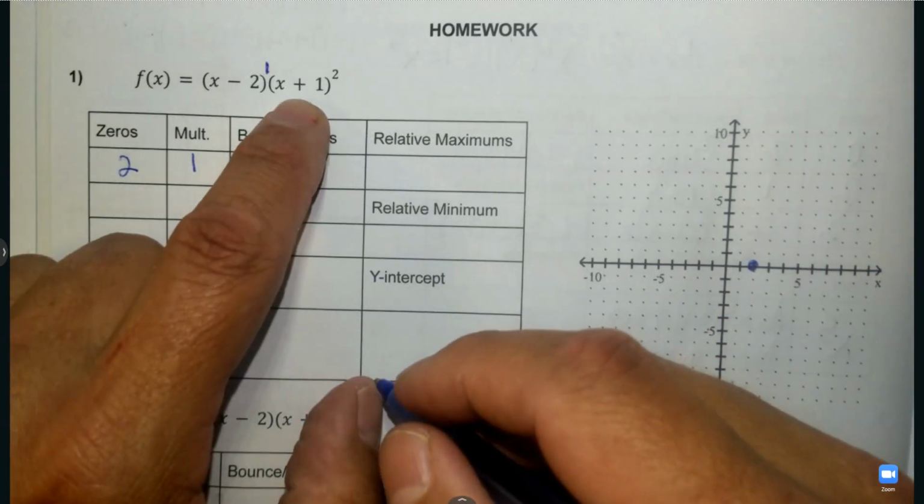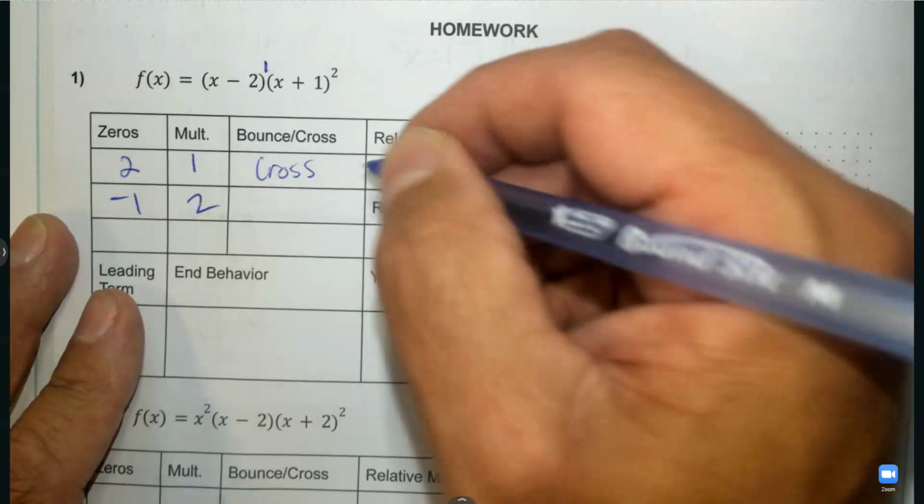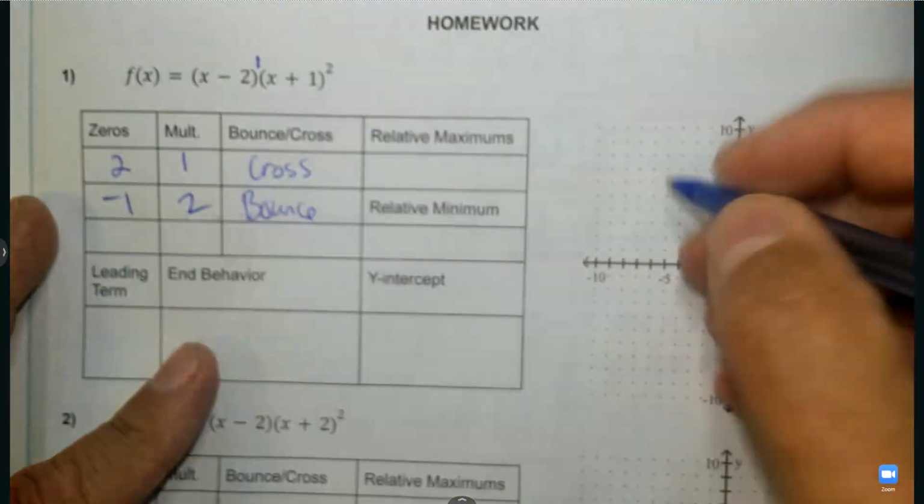Next one, what makes it 0? What's the opposite number? And the exponent is 2. That means it's going to bounce. So I find -1.